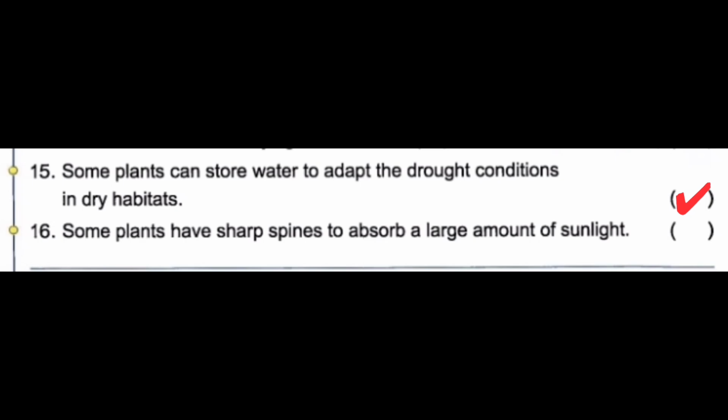Sharp spines to absorb sunlight or wide leaves to absorb sunlight? So the answer is false.